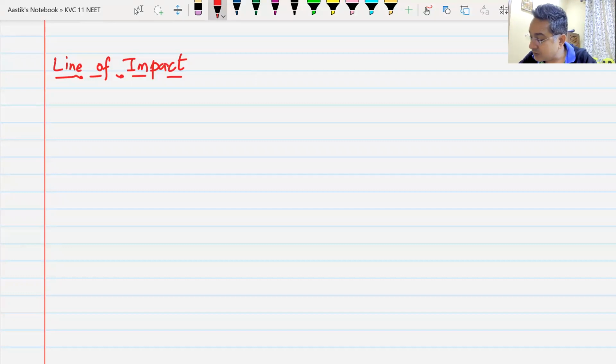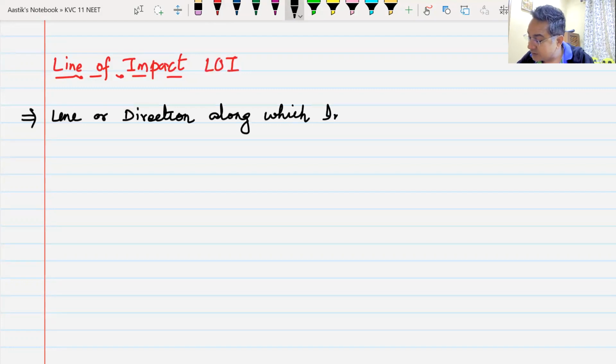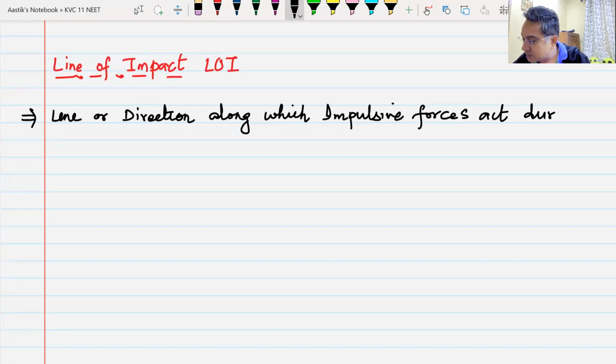This line of impact, or in short LOI, is the line or the direction along which the impulsive forces act during an impact or collision.